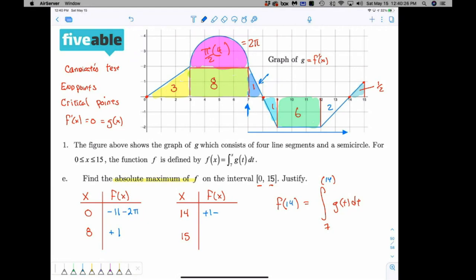So now when I go and I do this, it's going to be a positive 1 here from this triangle, but it's going to be a negative 9 from these three. So it's going to be positive 1 minus 9. That's going to give us an answer of negative 8.